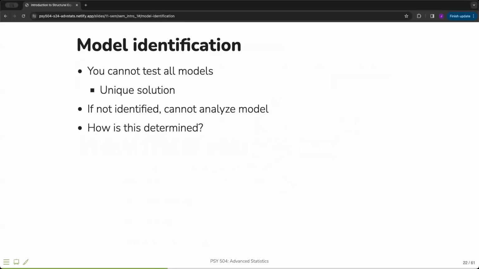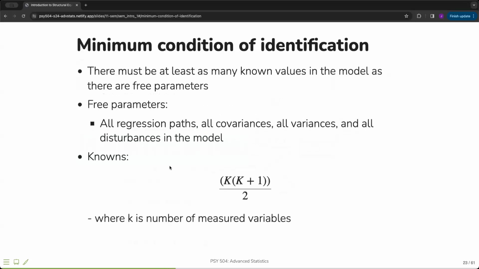And what that means is that there's a unique solution for all of the parameters that we're trying to estimate in our model. So how is this determined? Well, we have to figure out how many known values we have in our model and free parameters. And this is called the minimum condition of identification. How I like to think of this is as money in the bank. If you want to purchase something, you have to have the exact amount of that thing, or you have to have a little bit more money in your bank account, right? So this is the minimum condition of identification.